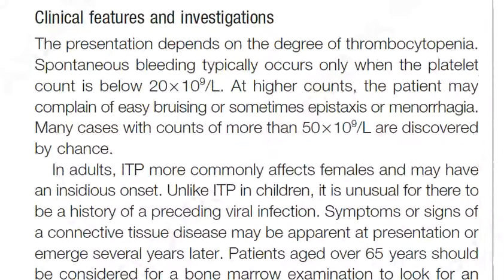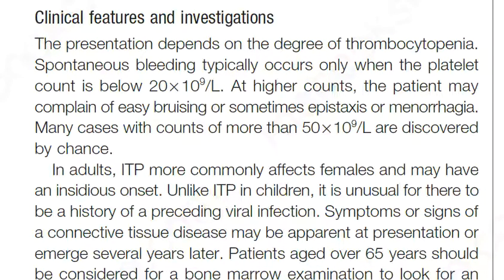Now, clinical features and investigations. The presentation depends on the degree of thrombocytopenia. Spontaneous bleeding typically occurs only when the platelet count is below 20,000. At higher counts, the patient may complain of easy bruising or sometimes epistaxis or menorrhagia. Many cases with counts of more than 50,000 are discovered by chance.